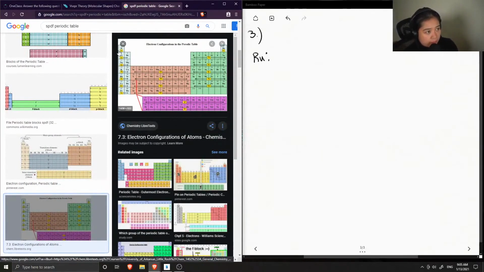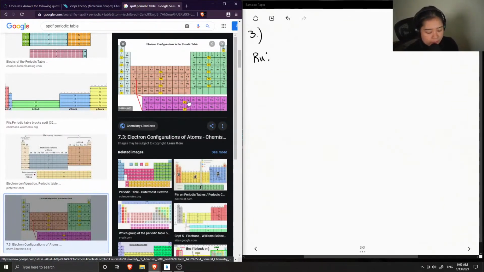So starting from hydrogen, we're going to move left to right across the periodic table, writing the row number and then the block letter. But when we get to the D block, the number is going to be the row number minus 1, and in the F block, it's going to be the row number minus 2.